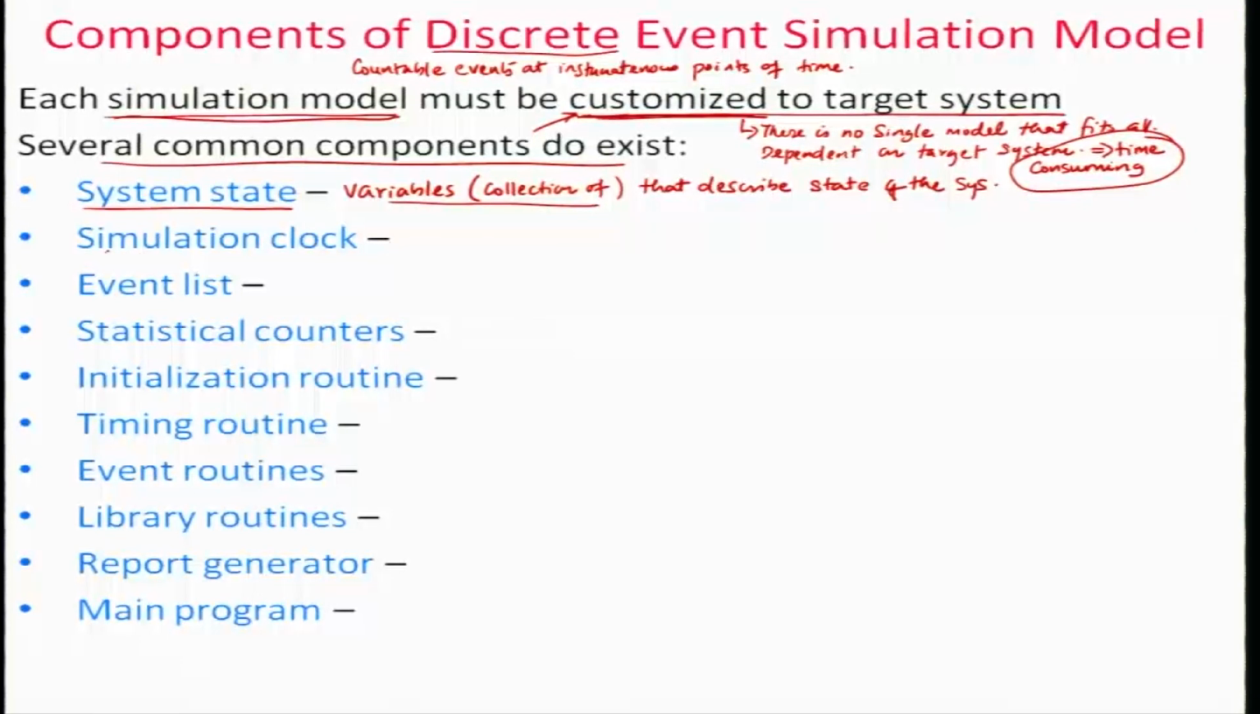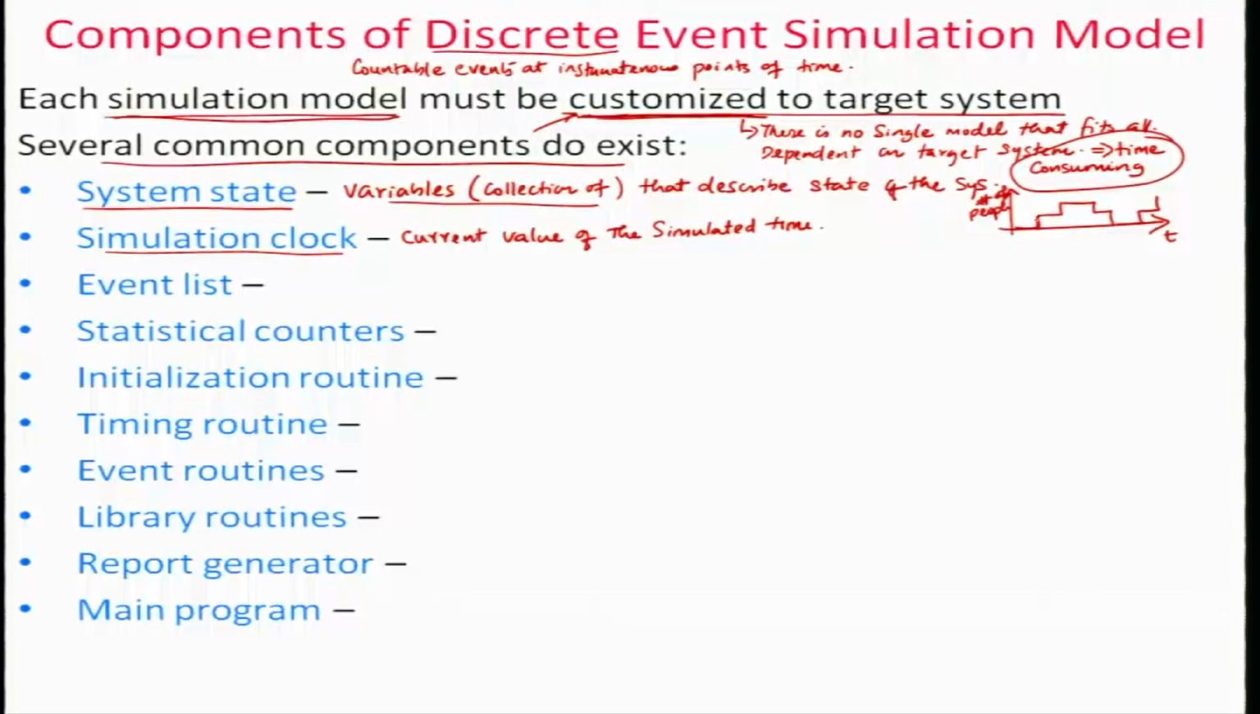Then we talked about the simulation clock or simulation time. The simulation clock gives you the current value of the simulated time. If you remember, yesterday I drew a graph in which I explained time on one axis and the number of people in the system in a queuing system on the other, and we drew a graph for some point of time, then 2 people, then 1, then nobody, then it goes up like this.